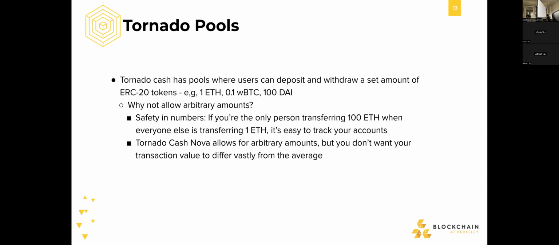But exactly what happens here is, let's say you have 3 people, right? Let's say you have Alice, Bob, and Carol, right? And all 3 of them interact with the Tornado Cash contract.